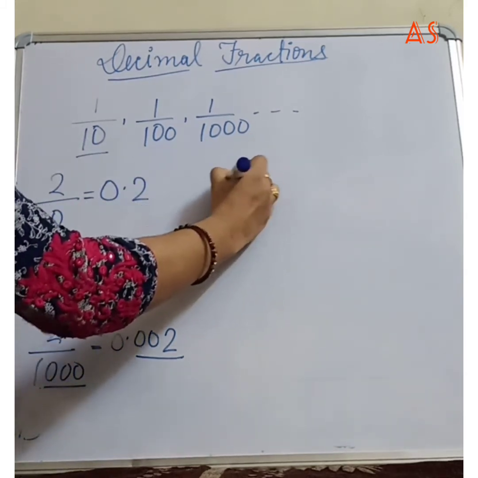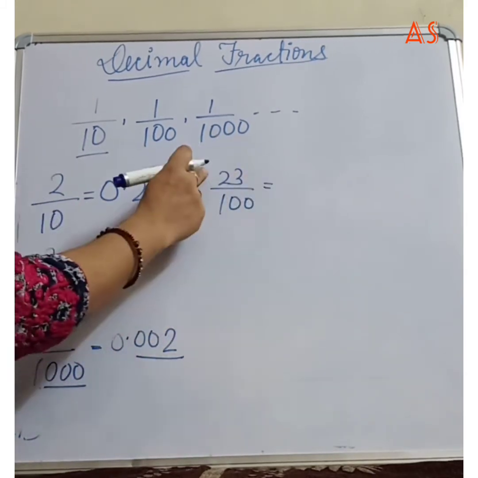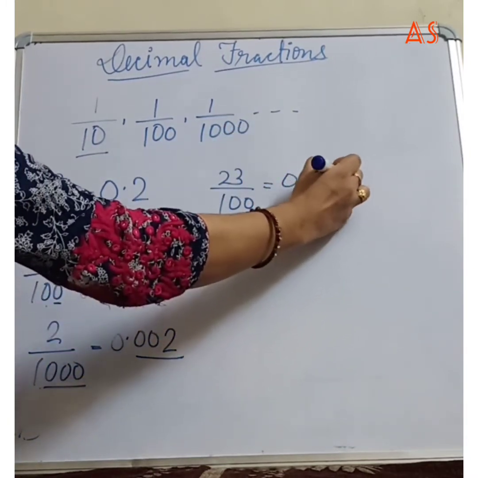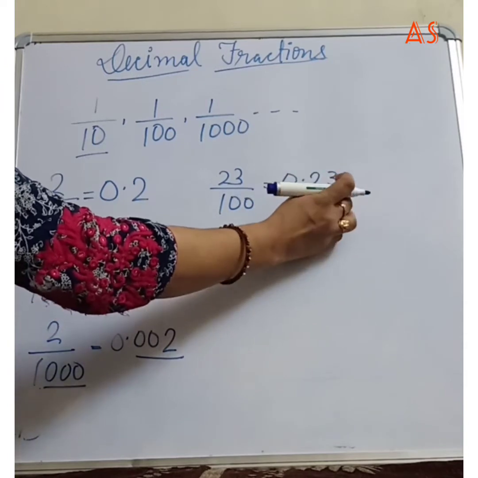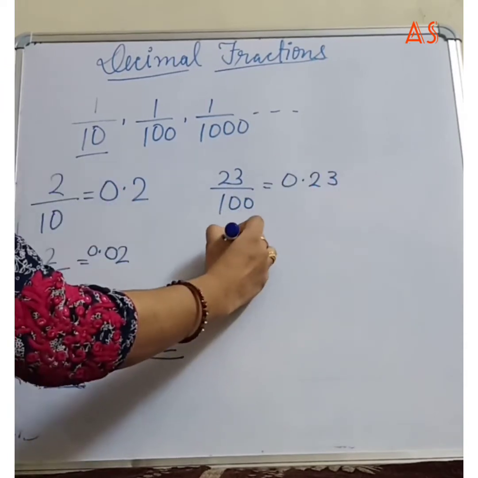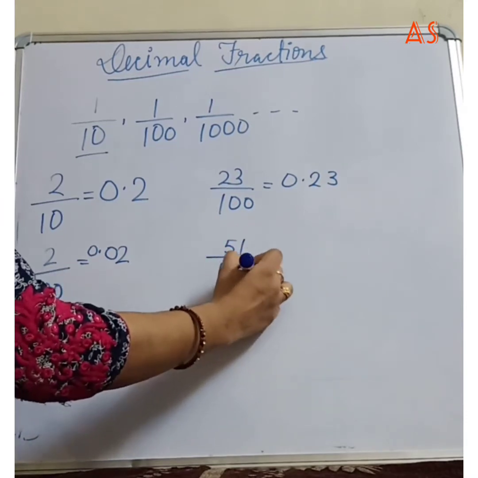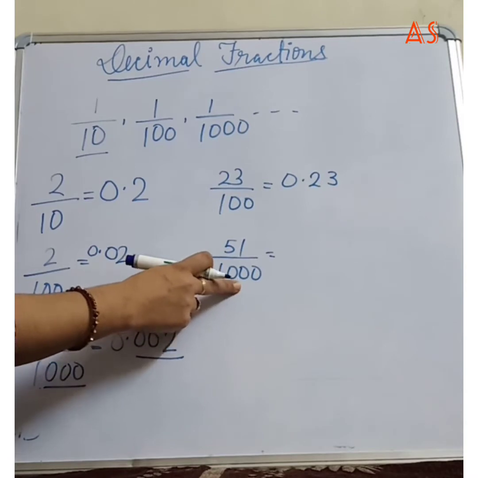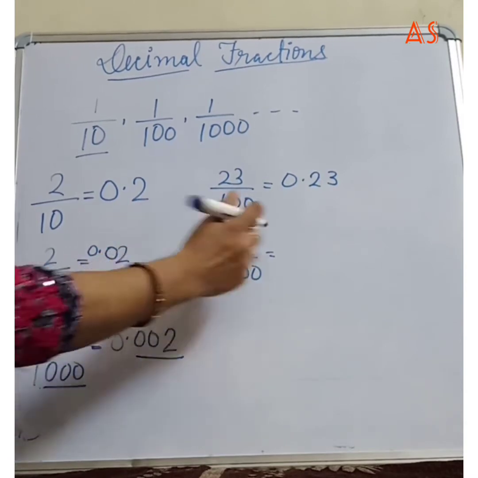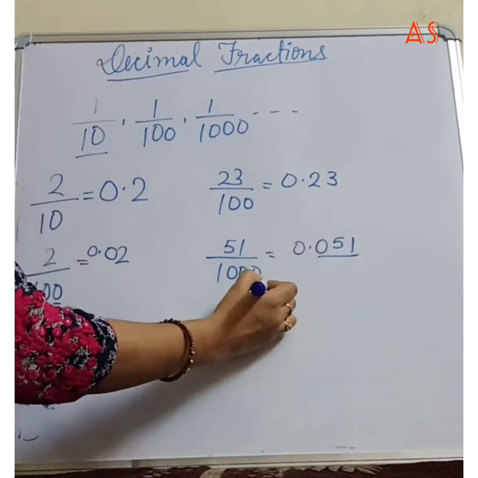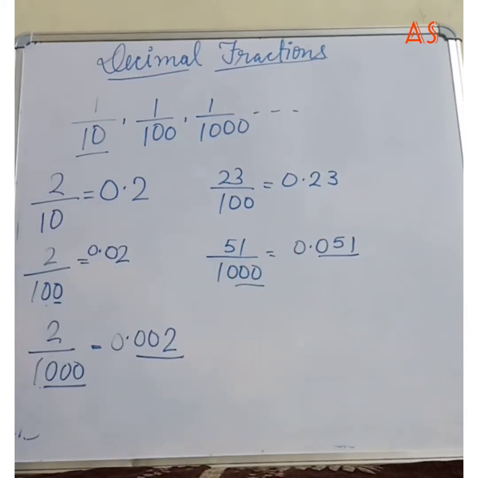Suppose 23 upon 100. Now we will not insert 0 because 2 places here, 2 places here. So directly 0.23. So how do we read after the decimal? After the decimal we read separately, 0.23. Next, 51 upon 1000. Now we have 2 places and we need 3 places to convert to decimal. So we insert 1 zero ourselves, 0.051. 3 places. So this way we convert to decimal.